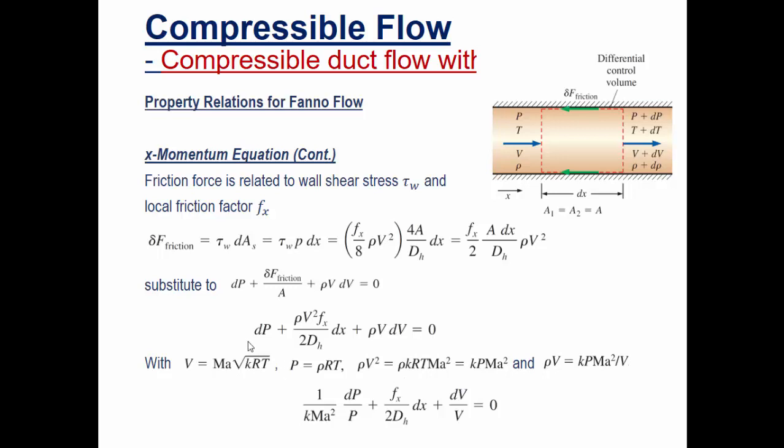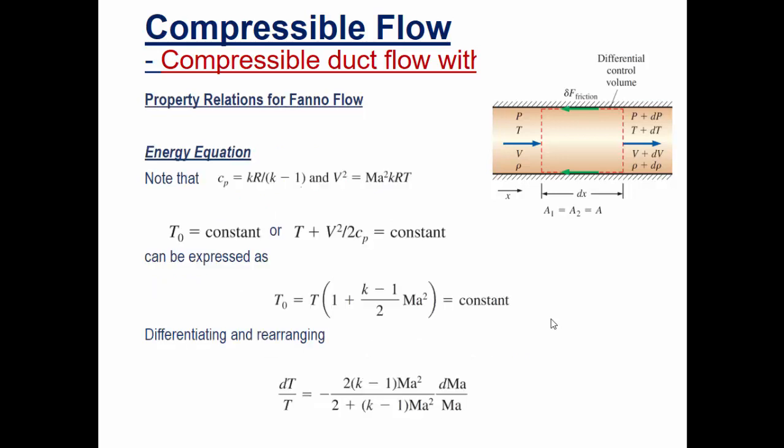We will have 1 over the specific heat ratio times the square of Mach number, dP over P, plus Fx divided by 2 dH, or hydraulic diameter, dx, plus dV over V equal to 0, and so on. This is actually the same equation as this equation and this equation, but by considering all of the relationships that we have previously developed in this compressible flow topic.